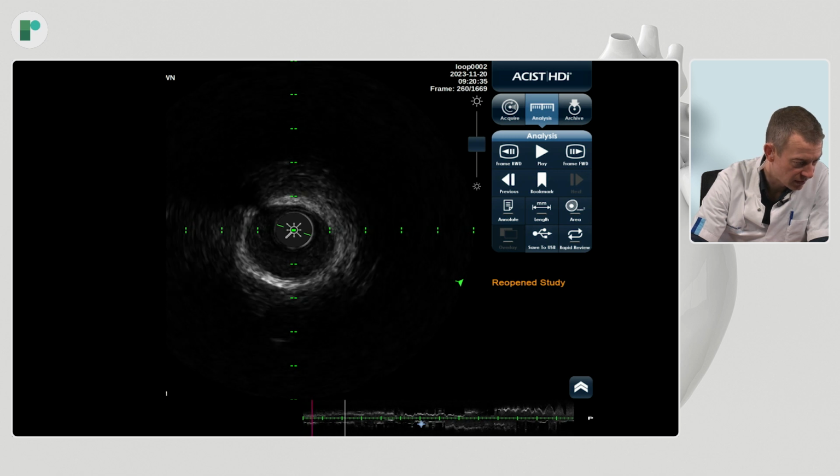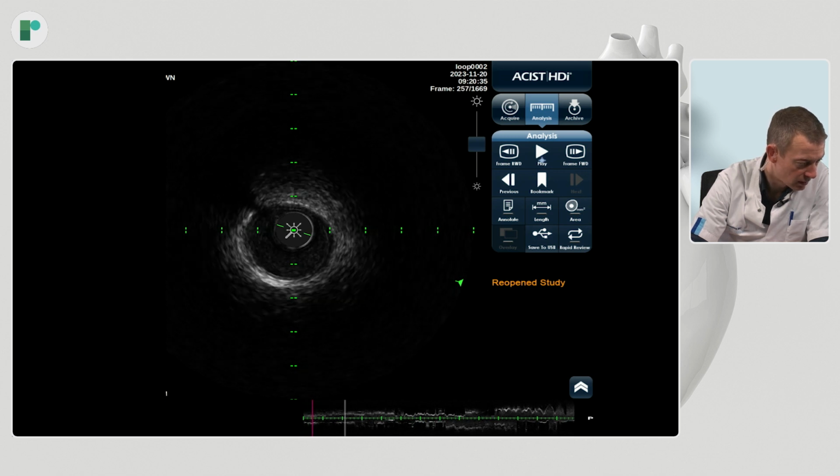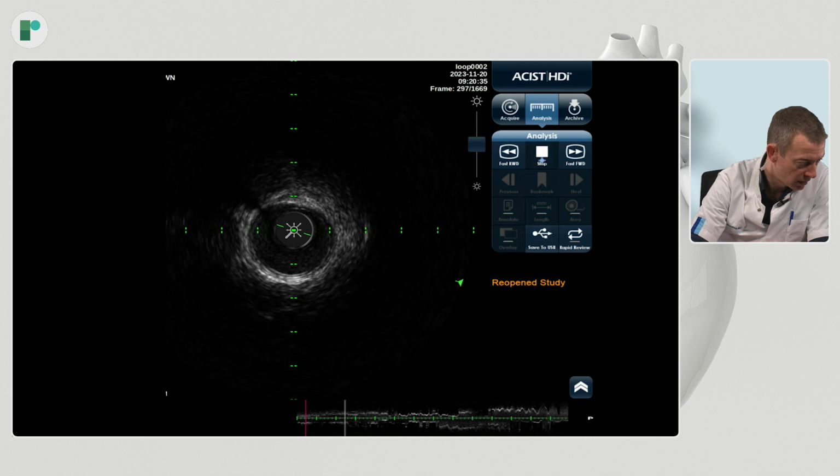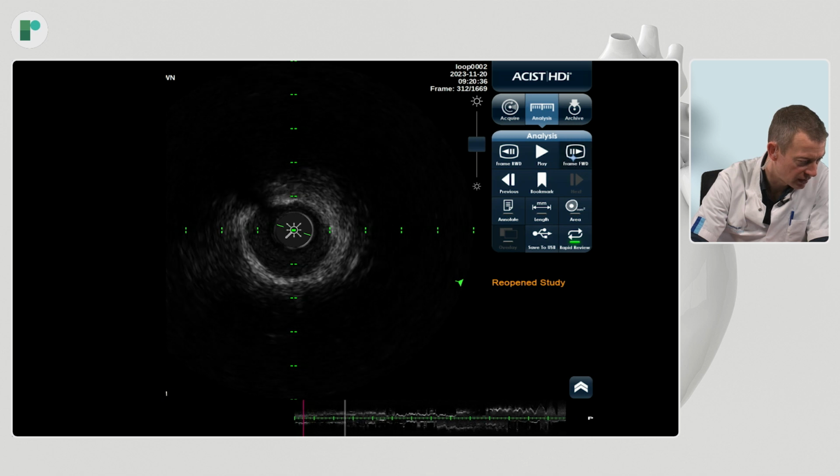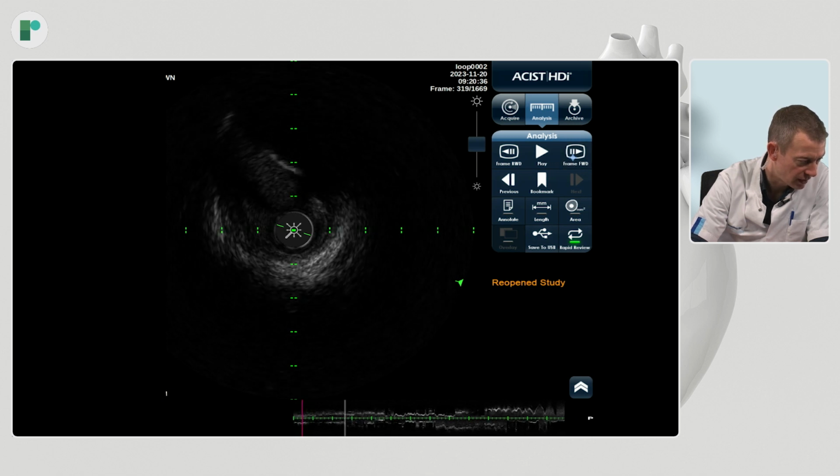So here we are in a diagonal. I will click play. You see here on the left side, you see the LAD coming in. Go frame by frame. You see the LAD coming in. And then here we are exactly at the spot of the bifurcation.